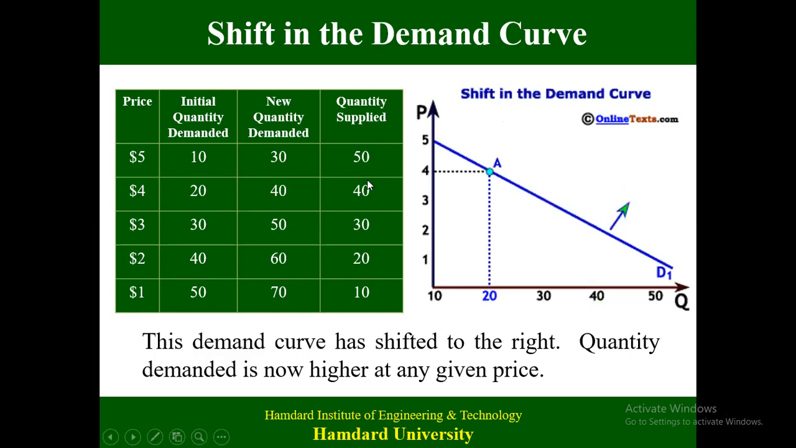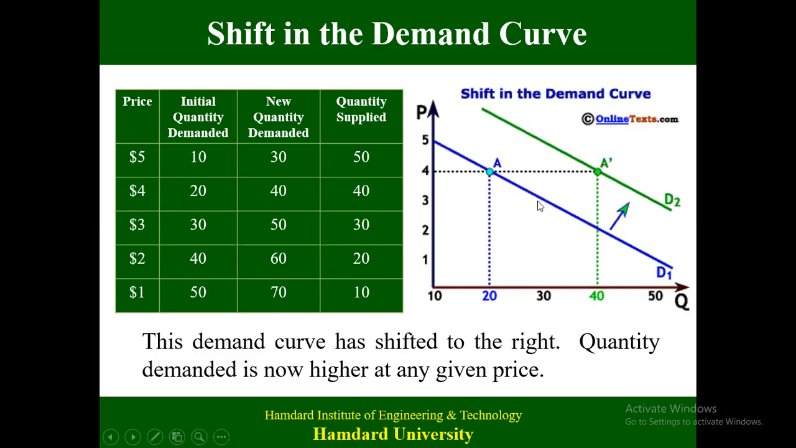The quantity supplied is also reduced on this side, from 50 towards 10, and both aspects can easily be seen in these two straight lines of the curve graph. This demand curve has shifted to the right. Quantity demanded is now higher at any given price. So it's an easy aspect.